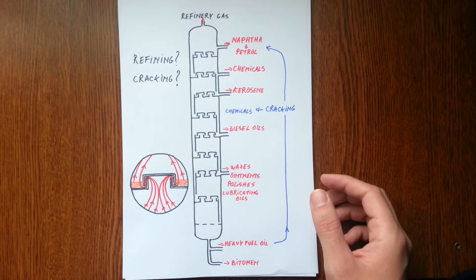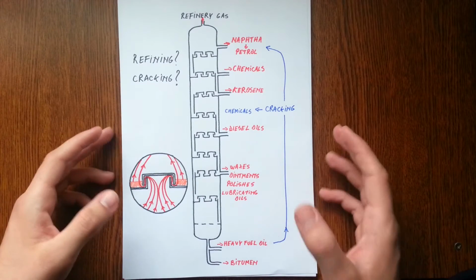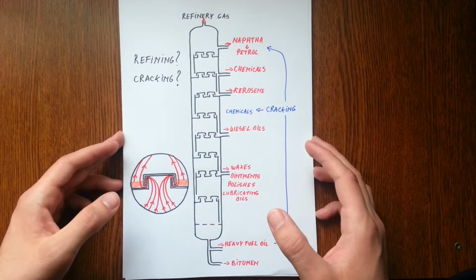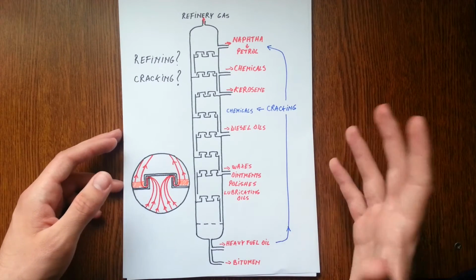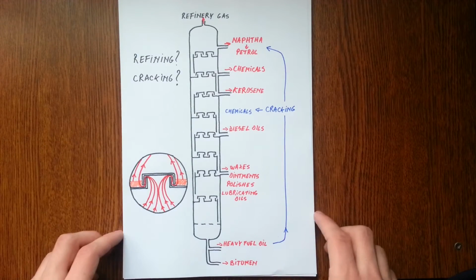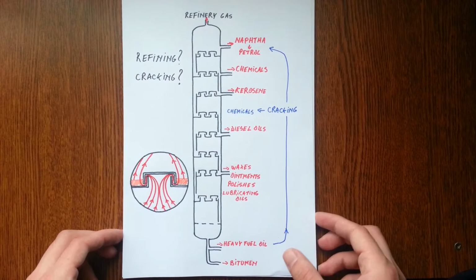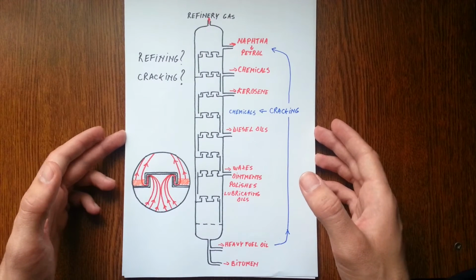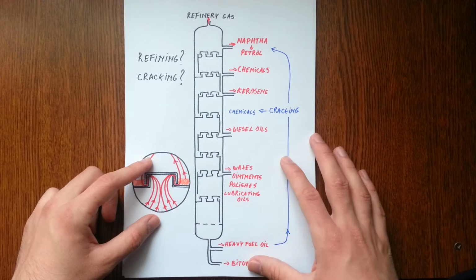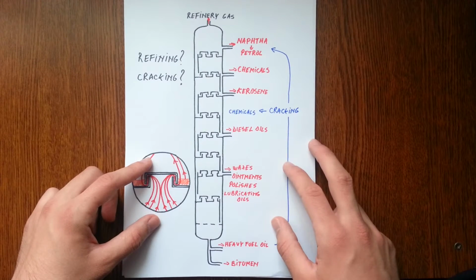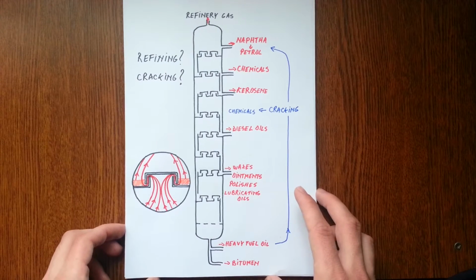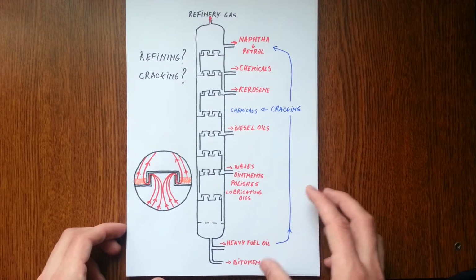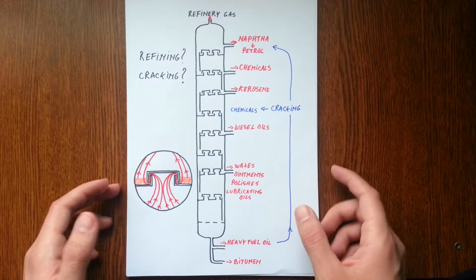Now, what is cracking? We know that the fractional distillation process divides up crude oil into pure hydrocarbons, but some of these are more valuable than others, especially given the demand for petrol. So through the process of cracking, some of the heavier fractions are converted into petrol. Cracking can be done in 2 ways: thermal cracking, which uses heat in the process, or catalytic cracking, which uses a chemical catalyst.